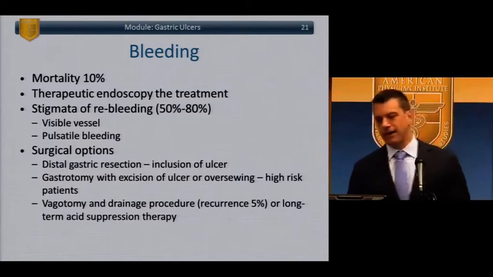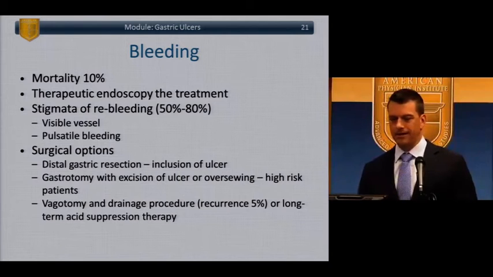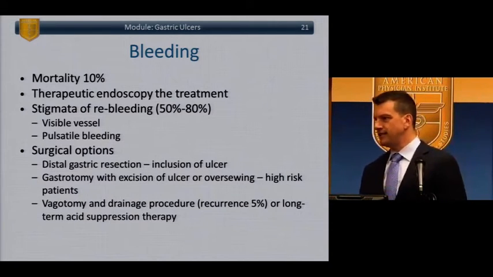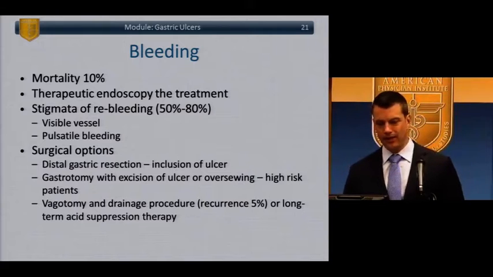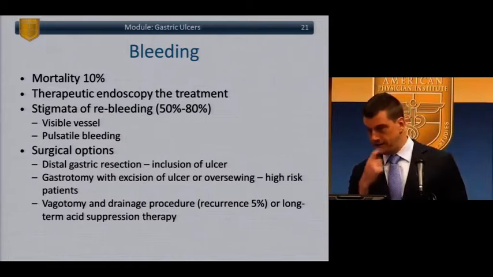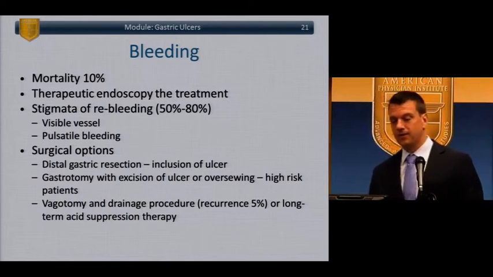So with bleeding, the mortality is about 10%. Therapeutic endoscopy is the mainstay of treatment. The presence of a visible vessel or pulsatile bleeding is one of the stigmata of rebleeding, and it can occur in 50 to 80% of patients when they have these signs present.